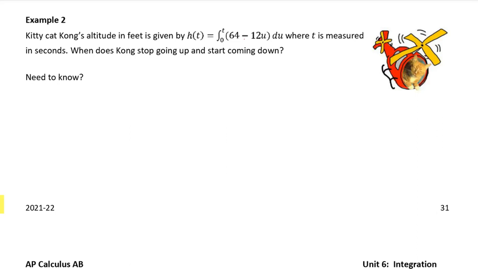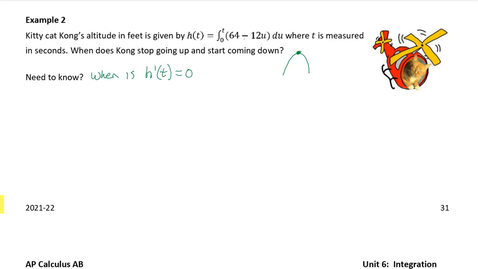When does Kong stop going up and start coming down? Well, think about that. Kong stops going up and starts coming down when my derivative is equal to 0. Because if my derivative is positive, Kong's going up. If my derivative is negative, Kong's going down. So when my derivative is 0, Kong has stopped going up and is starting to come down. I need to know when h prime of t is equal to 0. That's the answer I need.